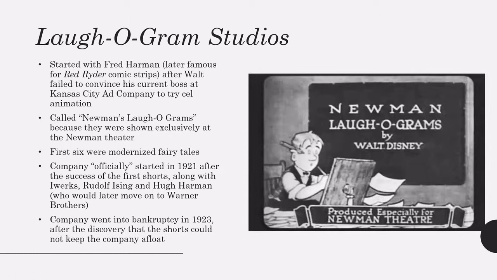He works with Ub Iwerks and two men named Rudolph Ising and Hugh Harman, who both end up working for Warner Brothers, who creates Bugs Bunny and Daffy Duck cartoons later on in their careers. And the company, however, does not do well, and it goes bankrupt by 1923 because the shorts themselves can't keep the company afloat. They're not making enough money from these shorts that they're distributing to just this one theater in order to keep the company safe.